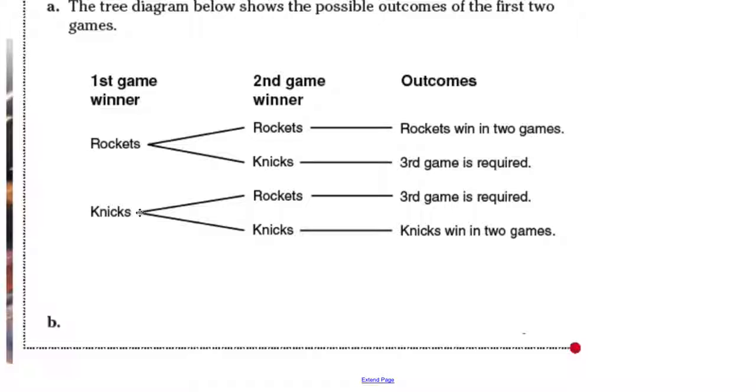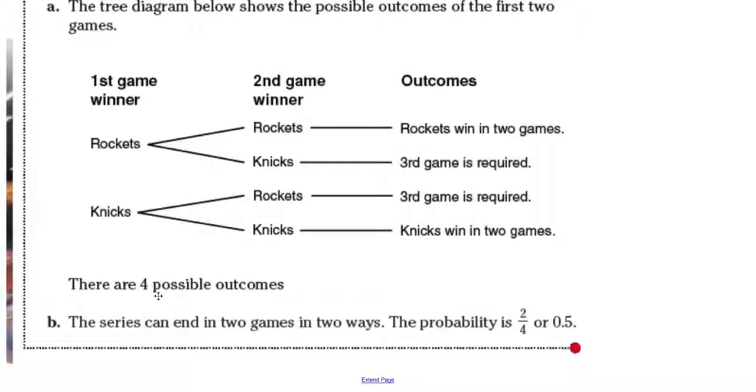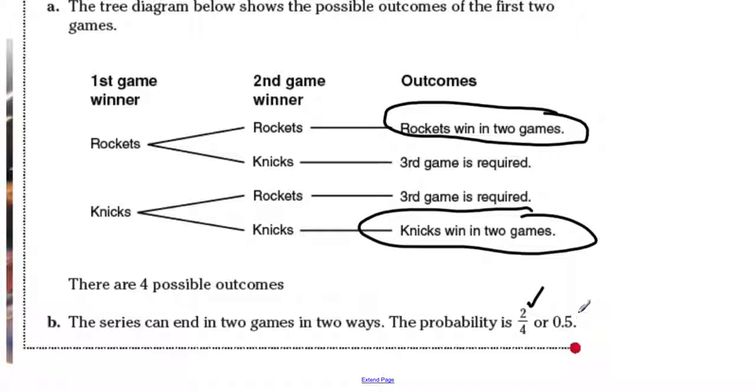In the third outcome, if the Knicks win the first game and the Rockets win the second game, a third game is also required. But if the Knicks win the first game and the Knicks win the second game, there would be no third game. The Knicks win in 2 games. So there are 4 possible outcomes. And letter B, the series can end in 2 games in 2 ways. The probability would be 2/4 or 1/2 because of these two, 1 and 2, that makes your 2/4. That makes it 0.5 right there.